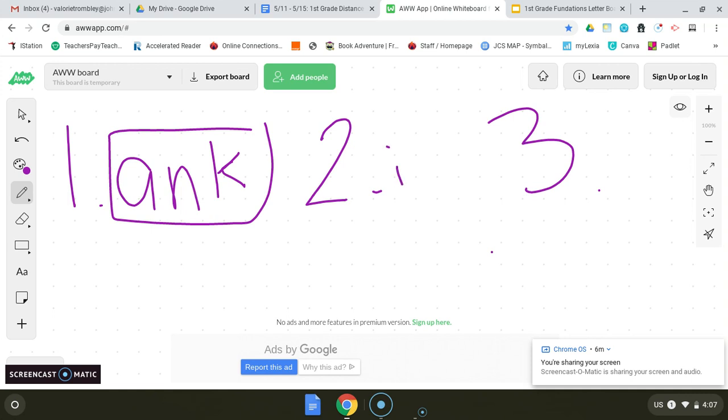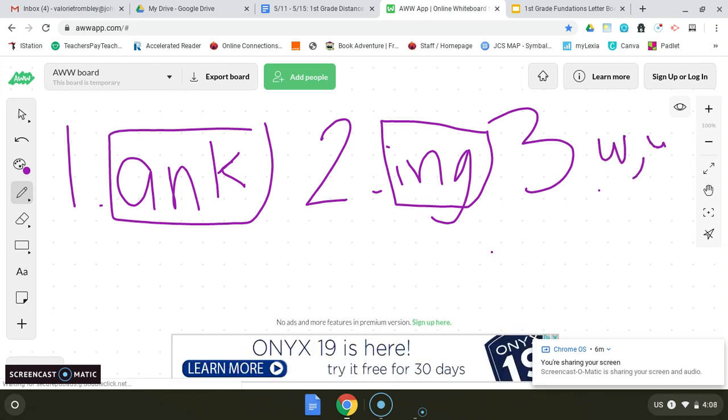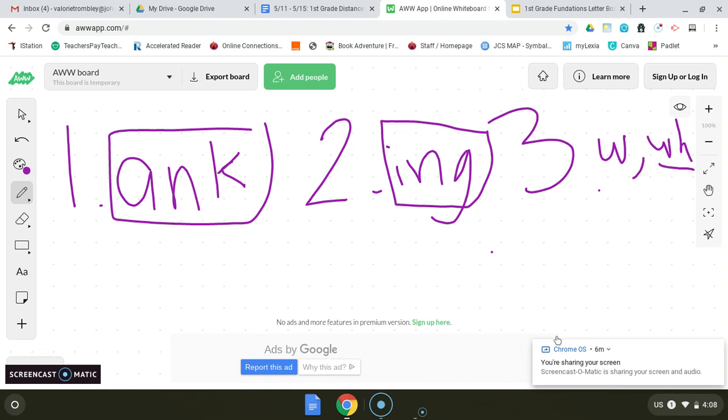Number 2, ing, and I'm going to mark that glued sound with a box around it. And number 3, w, has 2 ways to make that sound. I'm kind of out of room. W and WH both make that sound. So I'd like to see both ways on your paper to make the sound w.